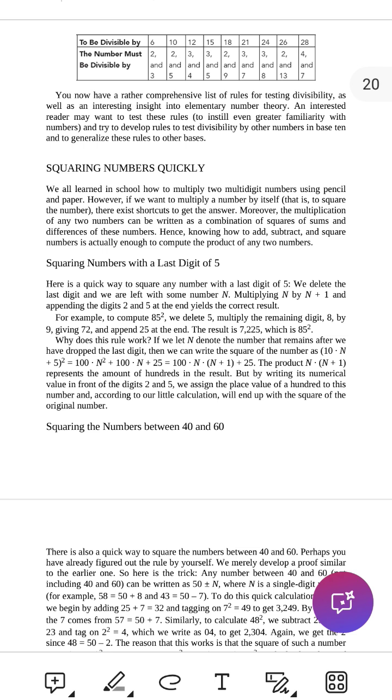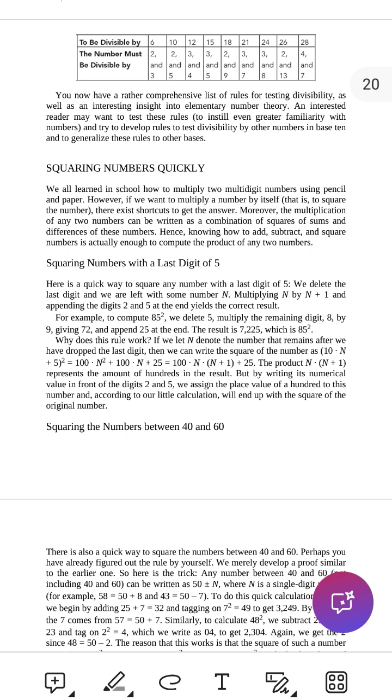Step 3, put 25 at the end. Now, just put 25 at the end of your result from step 2. So we take 72 and add 25 at the end, making it 7225. The answer: 85 squared, 85 times 85, is 7225.